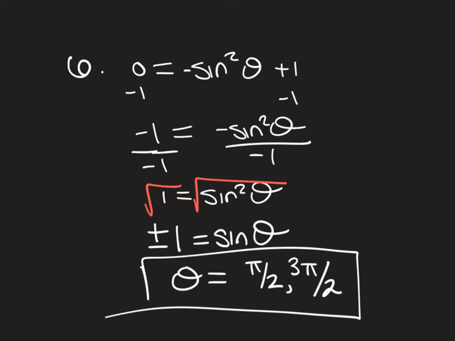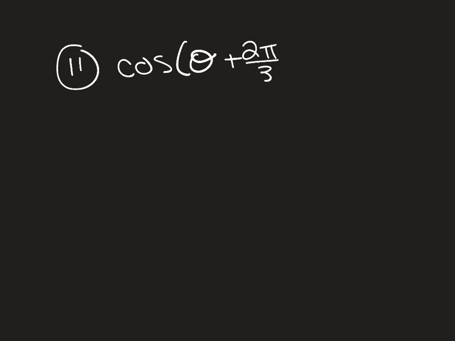Okay, let's see. I'm going for another problem to do really quick, so bear with me for a second. Let's try number 11. So number 11 on my page says cosine of theta plus 2 pi over 3 equals a half.